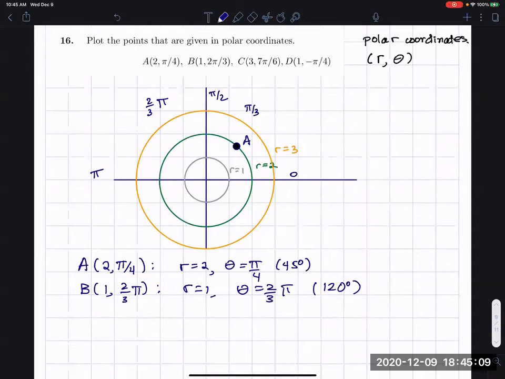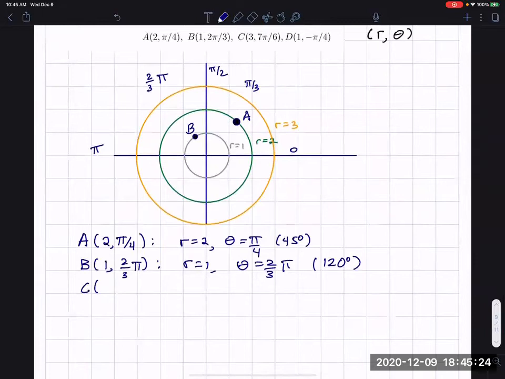Okay, r is 1, so I'm going to put it right here. I'm definitely going to put it on that gray circle. That looks about right, the way I have it fitting up on the top there. And that's B. A little bit of eyeballing, but still.